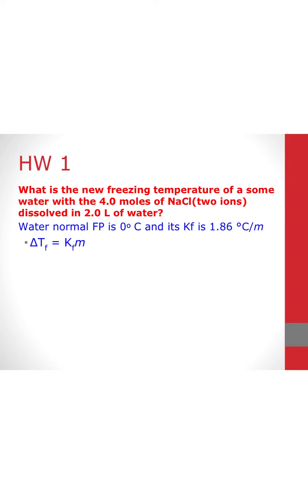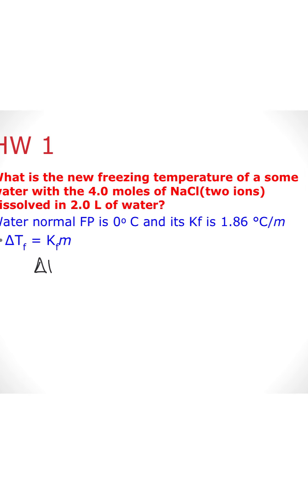So the change in temperature is what we're going to try to find first, and then we're going to subtract it from freezing to get the new freezing temperature. So delta T of freezing in this case is equal to Kf, which is given to you, times the molality, which we have to figure out by doing a combination of mole divided by kilogram of water.